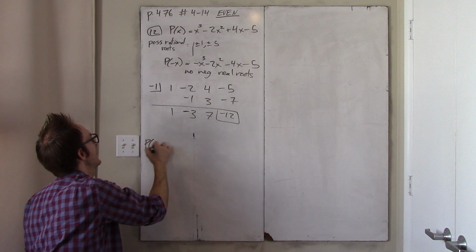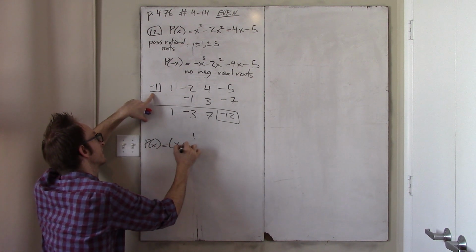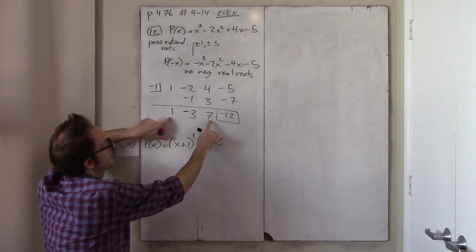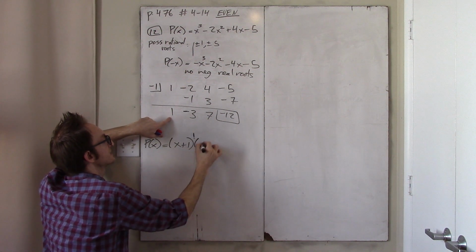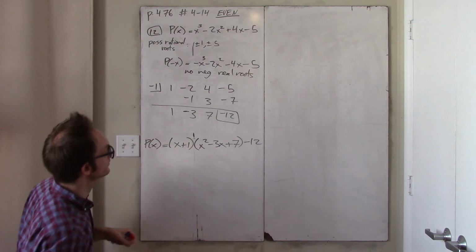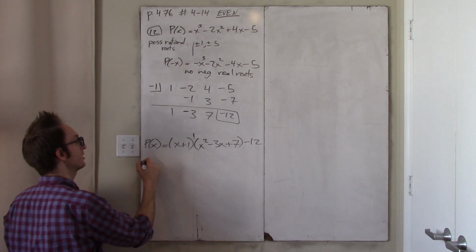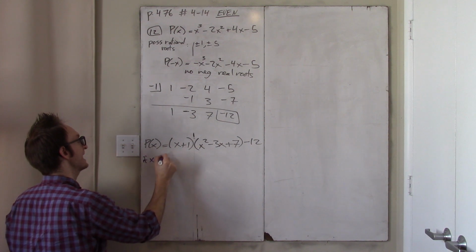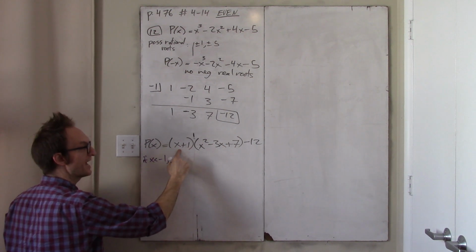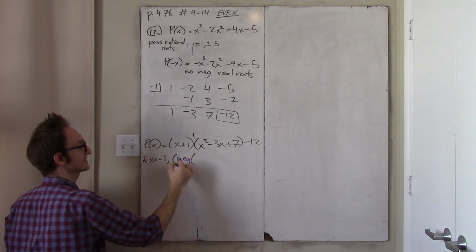What actually happened was we checked to see if negative 1 was a root, but what that really means is that we were dividing through by x plus 1. And what did we get back? We got this quotient, which is x squared minus 3x plus 7, and then minus 12 is our remainder. Now I want to consider numbers that are less than negative 1. So if x is less than negative 1, what can I say? For any number less than negative 1, x plus 1 is going to be negative. In other words, my divisor will be negative when x is less than negative 1.